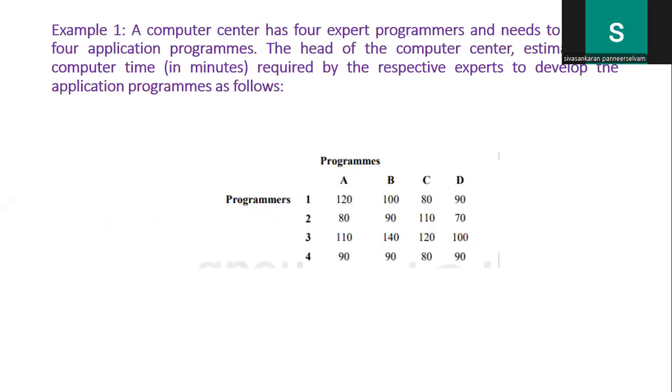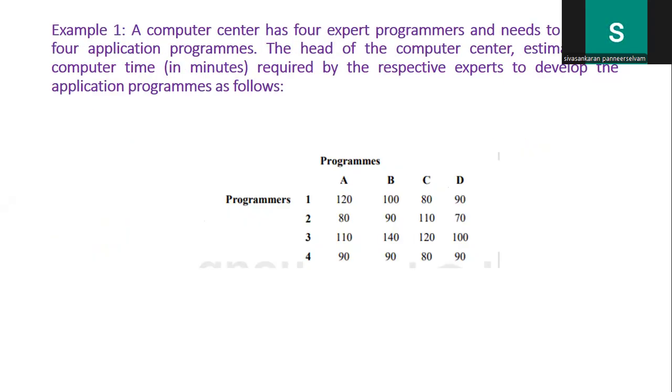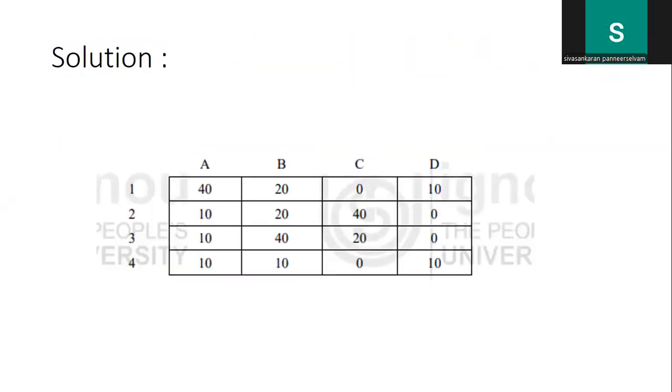120 minus 80. In the first row, the minimum value is 80, so subtract the minimum value from each number in the first row. 120 minus 80 is 40. 100 minus 80 is 20. 80 minus 80 is 0. 90 minus 80 is 10. You can see the first row in the resultant matrix: 40, 20, 0, 10.